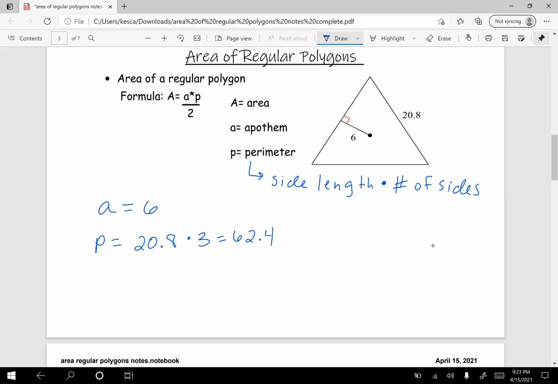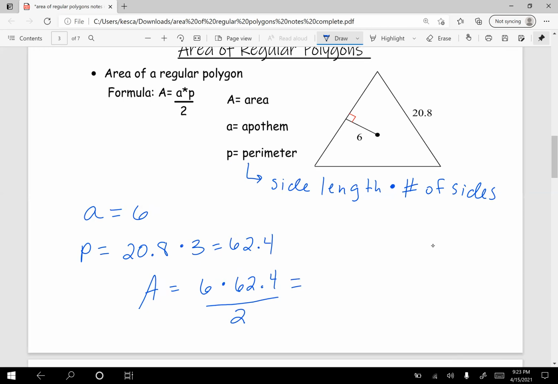Okay, so now let's put it all together. The area is going to be the apothem, so 6, times my perimeter, which is 62.4, and then we're going to divide that by 2, or if you like, instead of dividing by 2, you can multiply by 0.5 because it's 1/2. So 62.4 times 6 divided by 2 is going to be 187.2. Okay, next example.